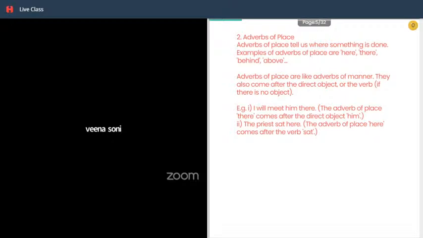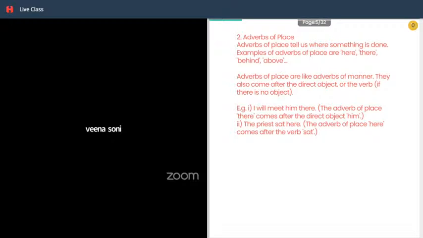Okay, here and there, behind is also a place, above again it's a place. So all these words are actually used for place, the area that we're talking about here. In the same manner, we are going to use it just after the verb. We are going to use it as a direct object, and we can also use it in an indirect object.